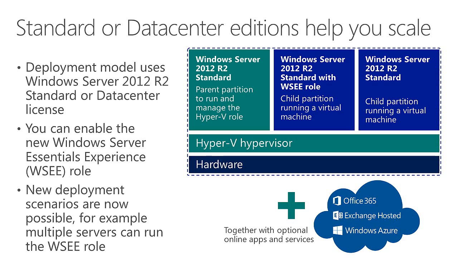But the license for Standard Edition gives you 2 virtual machines, 2 guest operating systems that you can run. So as an example, you can run one with the Windows Server Essentials role turned on, and that provides all of your basic infrastructure services. And then you have a second virtual machine that you can use to run other workloads. So again, this would be with just one license of Windows Server Standard.